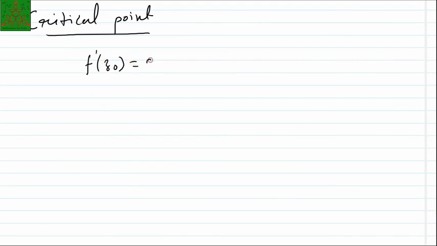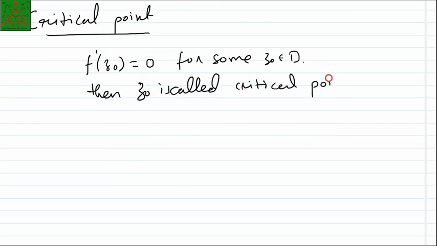The next definition is a critical point. The critical points are those points where the function is not conformal. So for a non-zero, non-constant analytic function in the domain D, if f dash of z0 is 0 for some z0 in D, then z0 is called a critical point. In other words, the function is not conformal at that point. It's called the critical point.